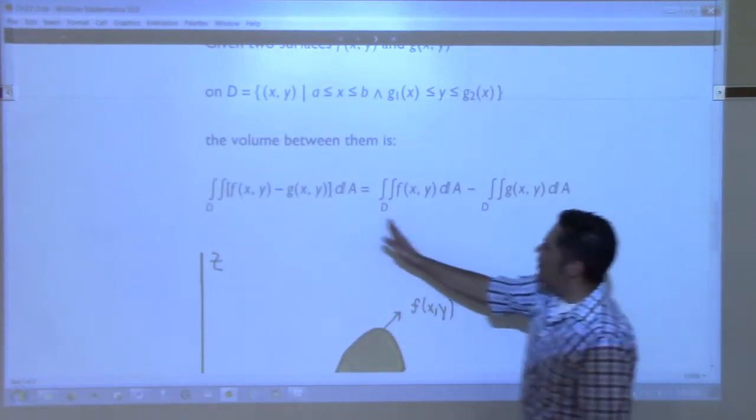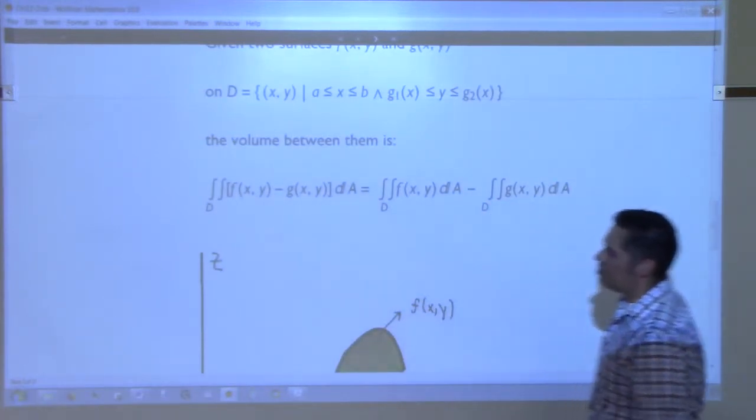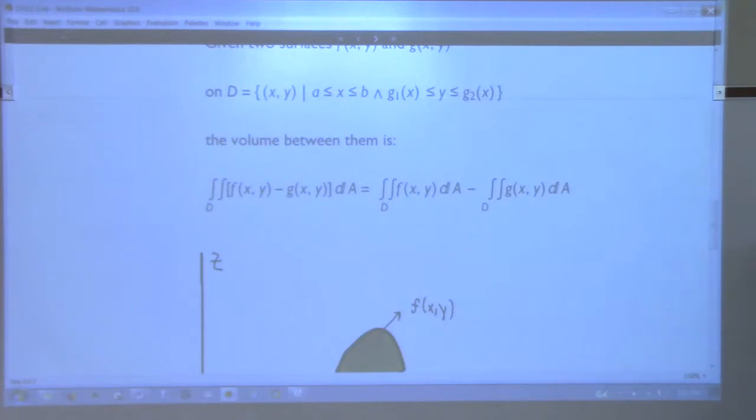So this is the formula right here. You just subtract the two. I think we need to just do an example, all right? I think that's the best thing we can do right now.